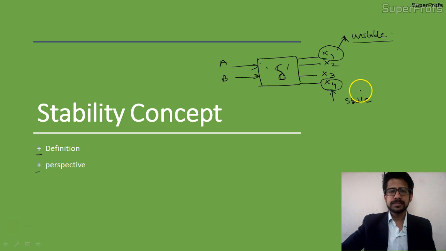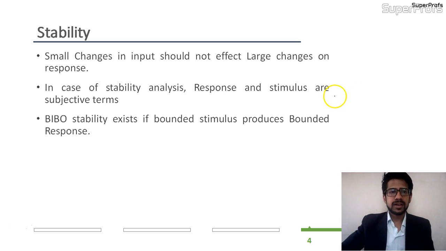But in depth, it is necessary for you to understand that for a single system, or for the same system, there might be different outputs and different notions of stability. Let us see in detail what stability means. Stability is nothing but small changes in input that do not cause large changes in output.